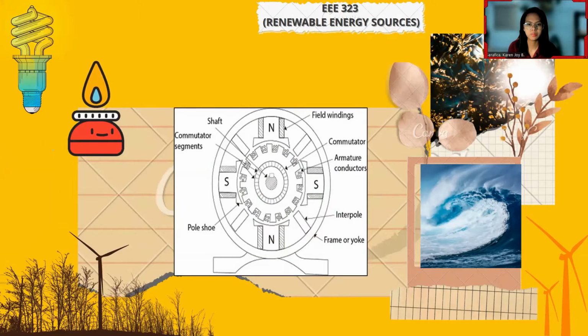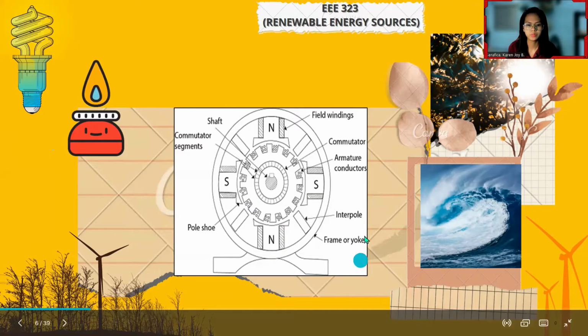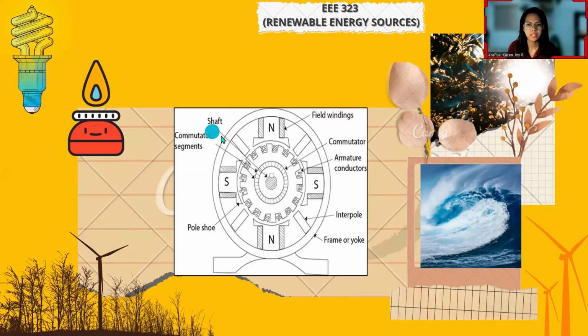And here are some parts of a DC generator. The first one is the frame or yoke, interpole, field windings, shaft. Shaft can be called a rotating shaft or also known as the rotor. So sa DC generator, ang shaft natin dito is the armature. Sa AC generator naman, meron siyang magnetic poles and stationary armature. Next is the commutator segments, pole shoe, armature conductors.